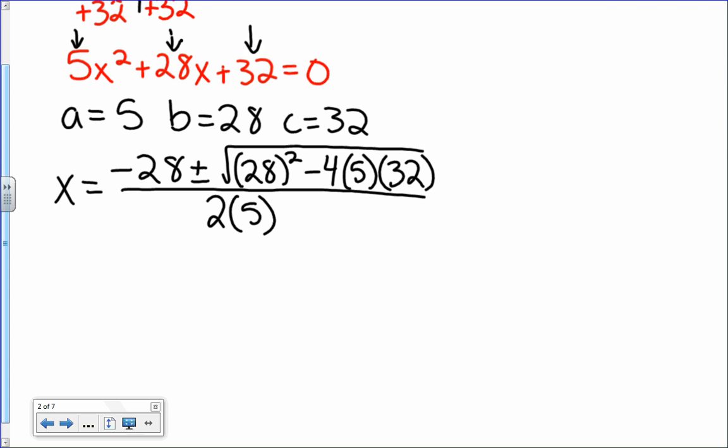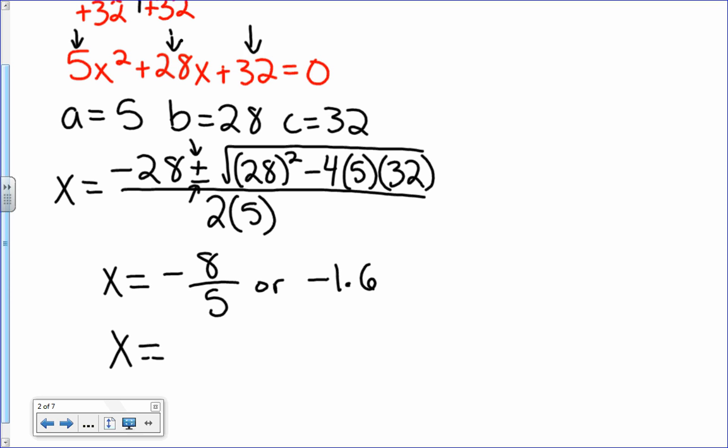Now pause, plug it in your calculator. First time with a plus, second time with a minus. When you plug it in with a plus, your answer is x equals negative 8 over 5, or you could write that as negative 1.6. It's exactly negative 1.6, no rounding. When you plug it in with a minus, you get x equals negative 4.